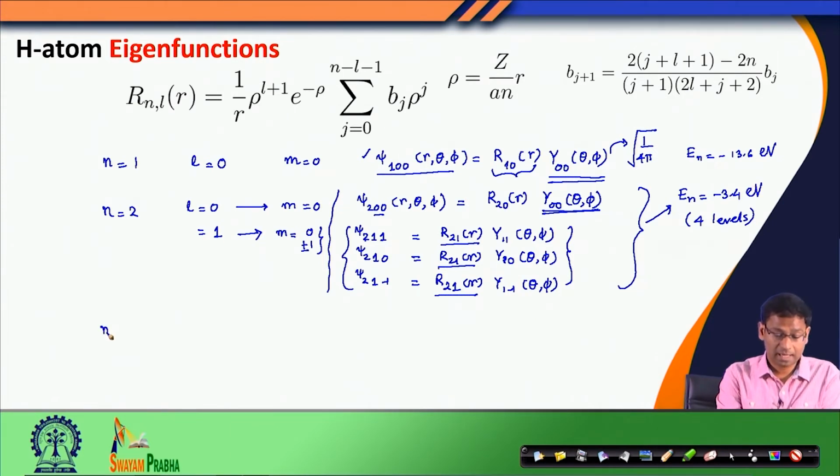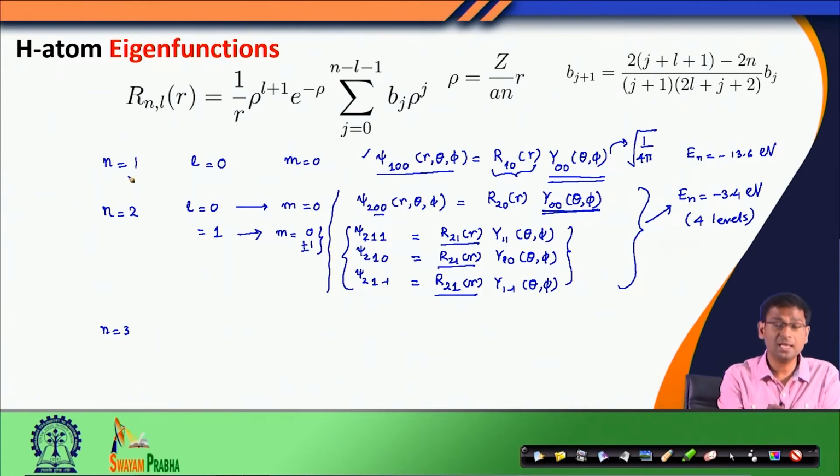When I look at n equals 3, you can very well do the same exercise. You would find that I have 9 levels of degeneracy, that E3 will be 9-fold degenerate. Now, there is a shorthand notation for these wave functions. Instead of writing this psi 211, psi 210, psi 21 minus 1, we have a shorter way of writing this wave function. This is what we know as atomic orbitals.